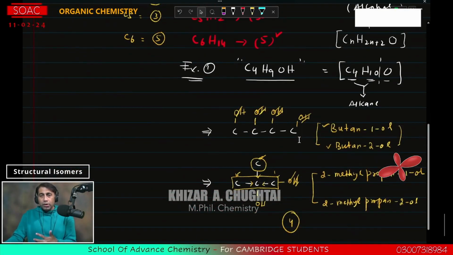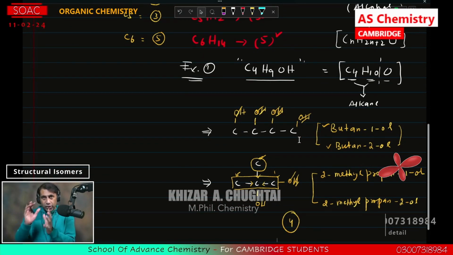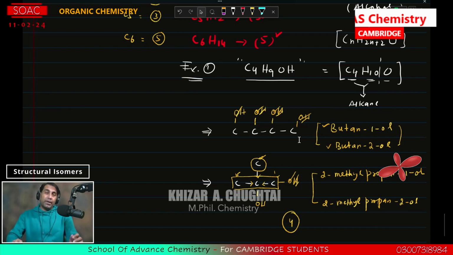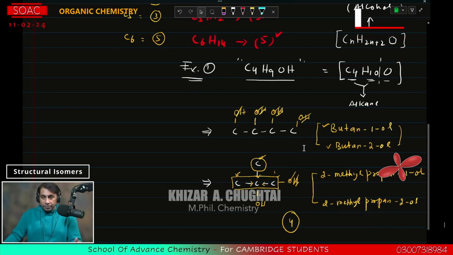So whenever you are going to draw the isomers, there is only one way to draw their structures. For confirmation, write their names, and check how many different names you have written over there. So these are the total number of possible isomers.